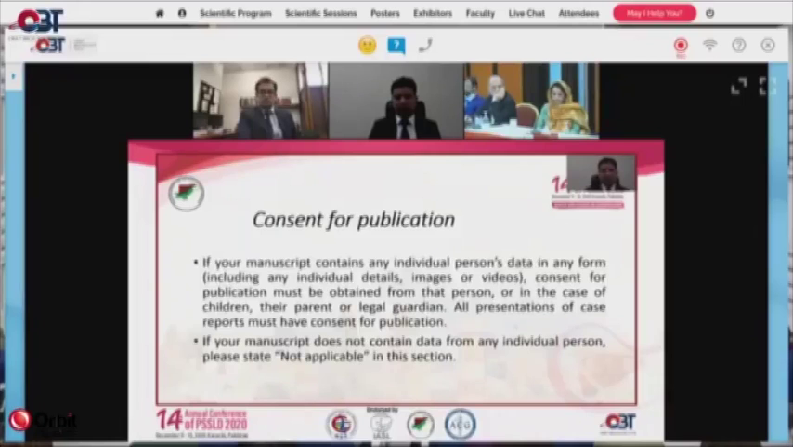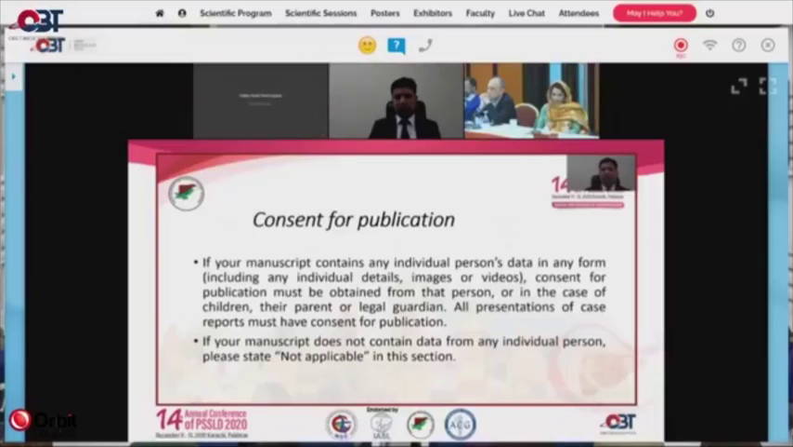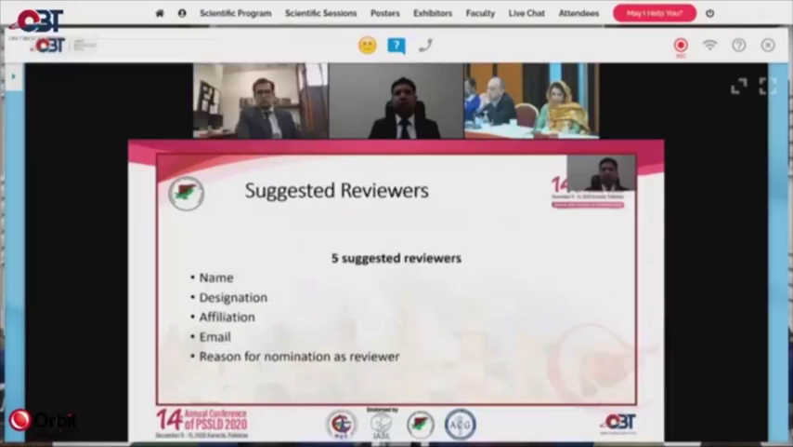Next is consent for publication. If your manuscript contains any individual personal data in any form, including any individual data, image or video, consent for publication must be obtained from the person, or in case of children, their parents or legal guardian. All presentations of case reports must have consent for publication.